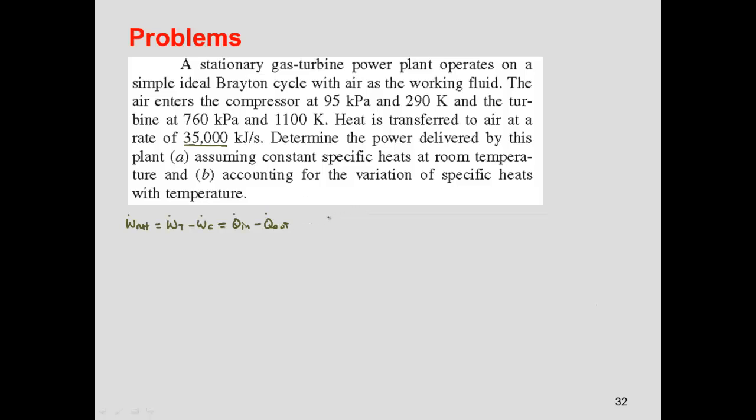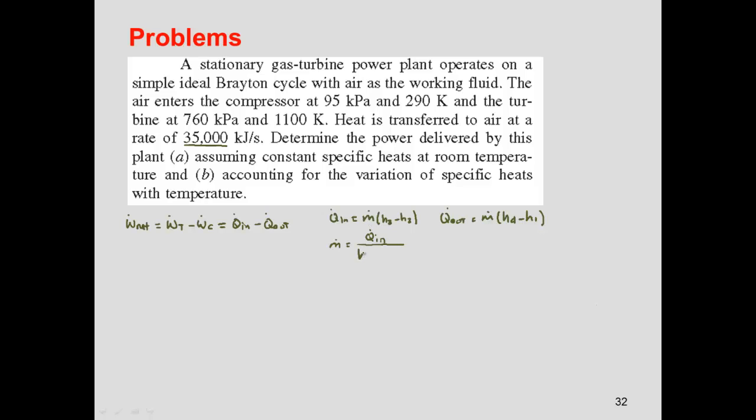So from first law analysis, for the heat addition process, we know Q in is the mass flow rate times the enthalpy difference, which will be H3 minus H2, and Q out will be the mass flow rate times H4 minus H1. We don't know the mass flow rate, but if we can get each of the enthalpies, we can get the mass flow rate from this expression above.